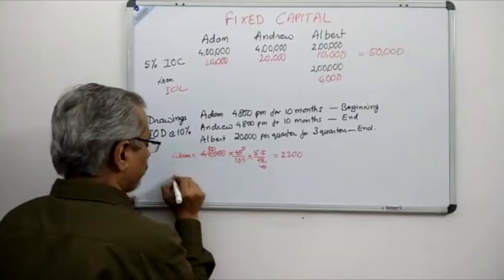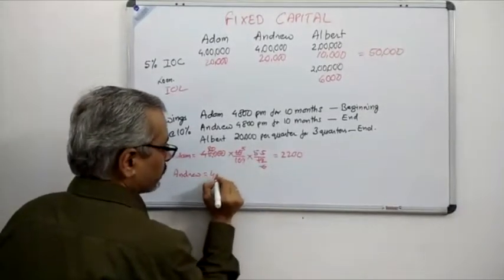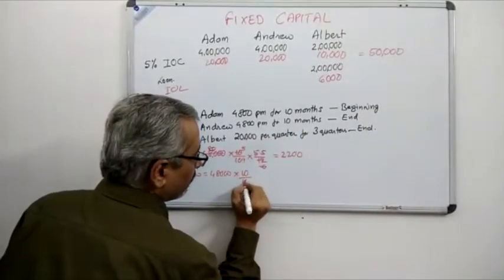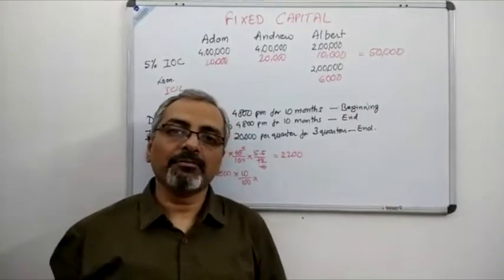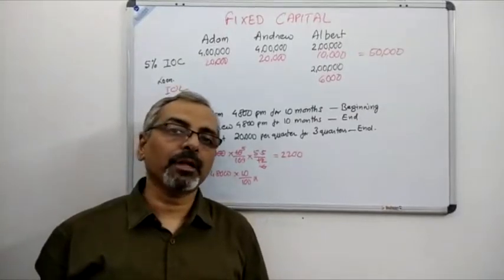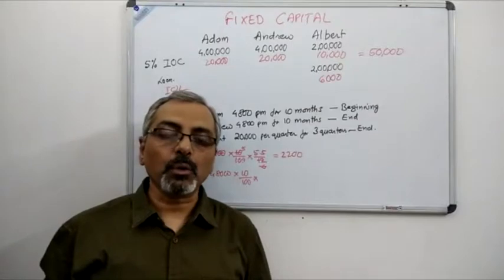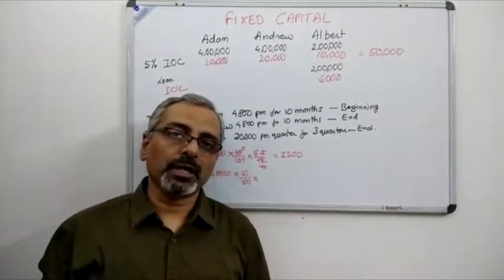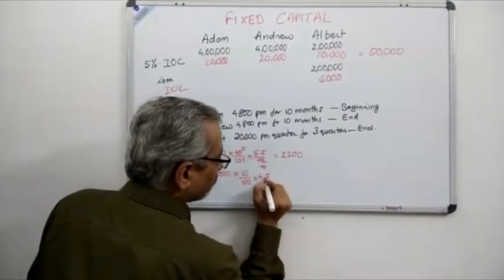Next one we are doing for Andrew. That also is 48,000 because 10 months, 10 by 100. And now let us see the time. 10 months at the end. Time left of the first drawing is how many months? 9 months. Time left of the last drawing is how many months? 0 months. So the total average, if you calculate over here, very carefully see it, that is 9 divided by 2, that is 4.5 months.